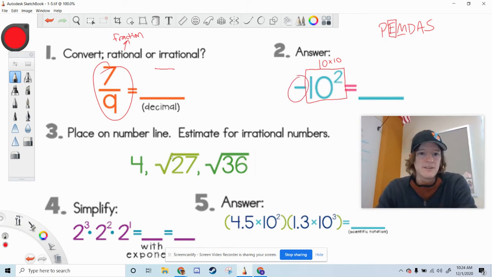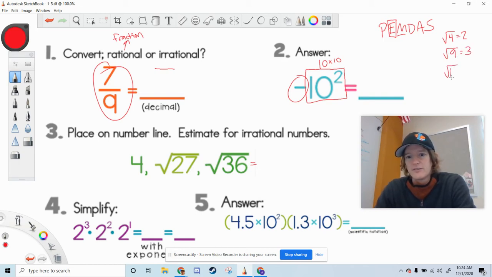Number 3, place these on a number line. Estimate for irrational numbers. Square root of 36, when we're talking square roots, this means what 2 numbers multiplied by each other make 36. For example, the square root of 4 is 2, because 2 times 2 is 4. Square root of 9 is 3, because 3 times 3 is 9. The square root of 16, square root of 25, square root of 36. This is 4, 5, and 6.